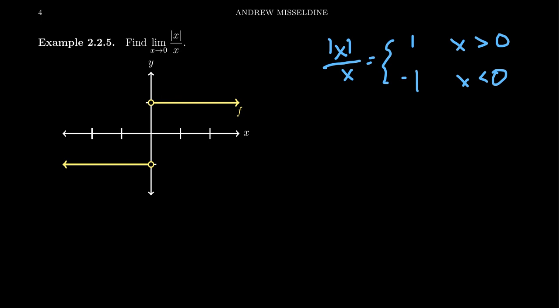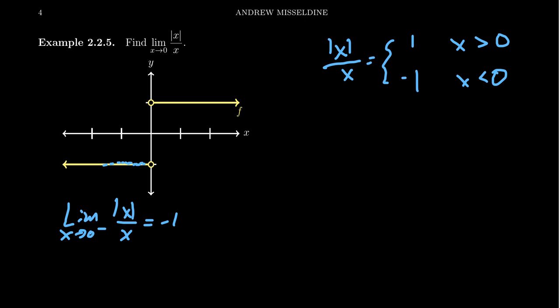If you plug in x equals 0, you get division by 0. And so for this function, we'd be interested in what's the limit as x approaches 0. Well, notice that if we approach 0 from the left, if you take the limit as x approaches 0 from the left of the absolute value of x over x, you end up with negative 1. The function predicts negative 1 if you get really, really close to 0 from the left.